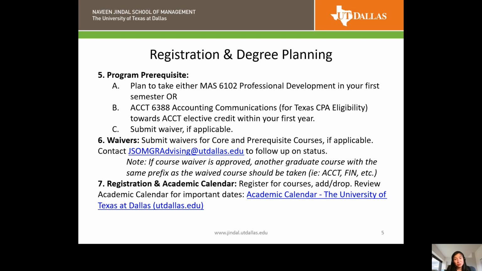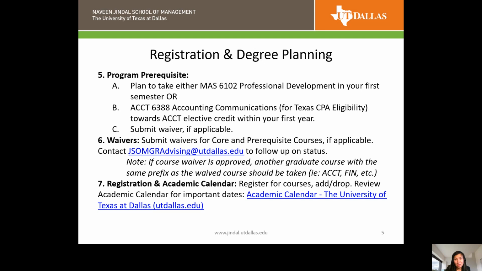Waivers. This may affect registration for some of you. There are different types of waivers. So the main thing that would affect your registration is if you are trying to waive a class that you've previously taken before. That would be a core waiver. So for example, intermediate 1, 2, or cost. If you can get that waived, you wouldn't need to take that as part of the degree plan anymore, but you would replace it with other accounting courses.